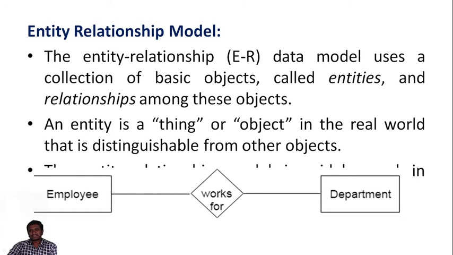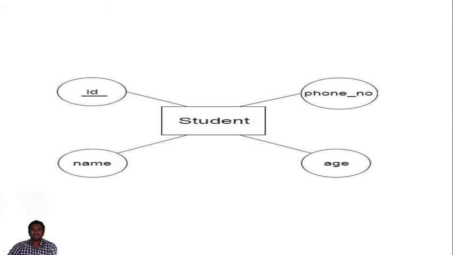An entity is a thing or object in the real world that is distinguishable from other objects. Here we see the example. Employee is a rectangle box, which represents the entity. The department is a rectangle box, which represents the entity. So what is the relationship between these two entities? Employee works for department. Next, the student is an entity consisting of four attributes: ID, name, phone number, and age. This is an example of a simple entity relationship model.